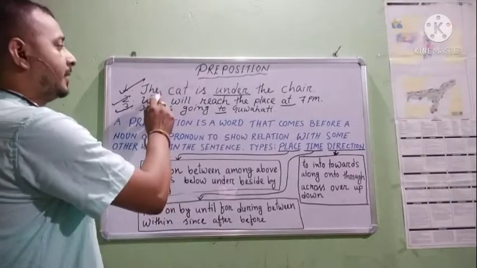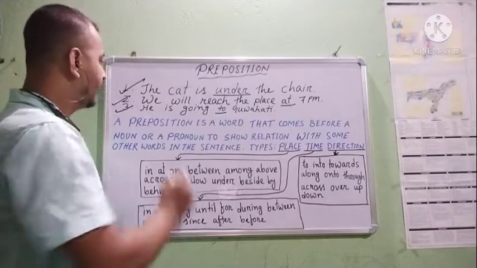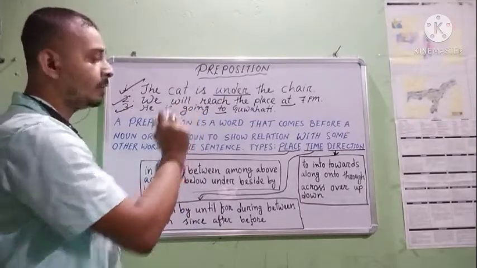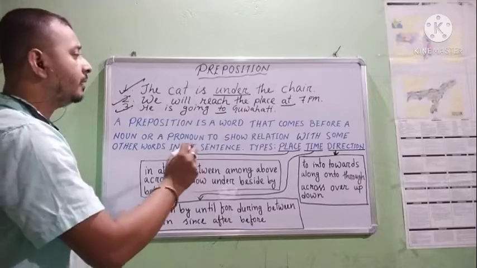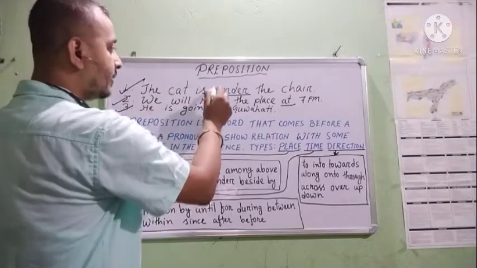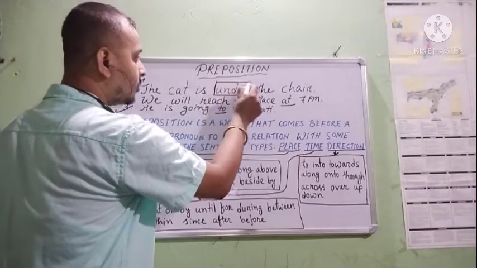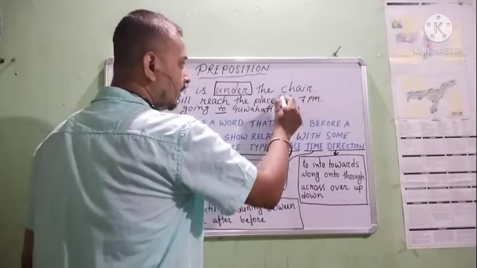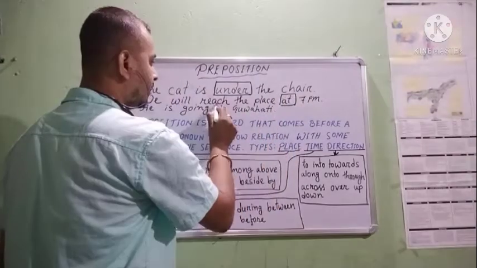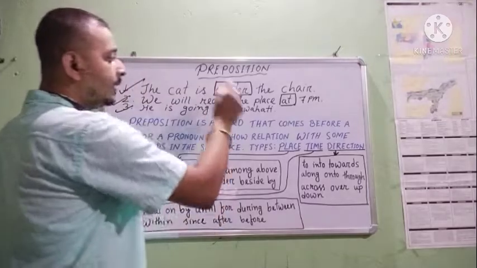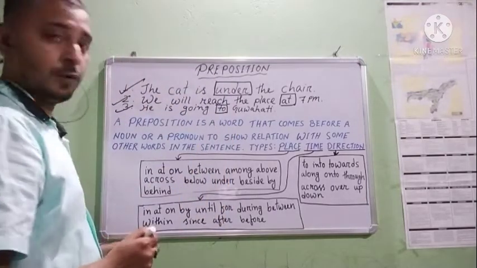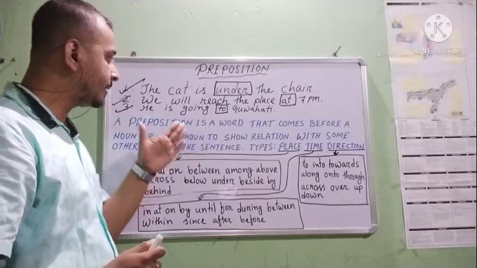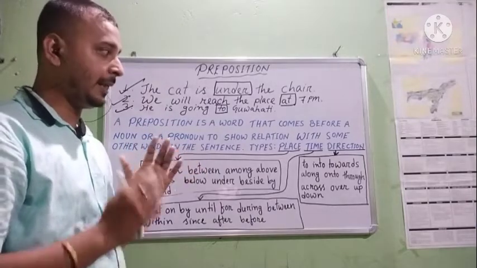First three sentences: the cat is under the chair, we will reach the place at 7 p.m. and he is going to Guwahati. Here in these three sentences, I am talking about three words. One is under, second one is at, and third one is to. These three are called prepositions. But why I have called these three prepositions, I will explain.